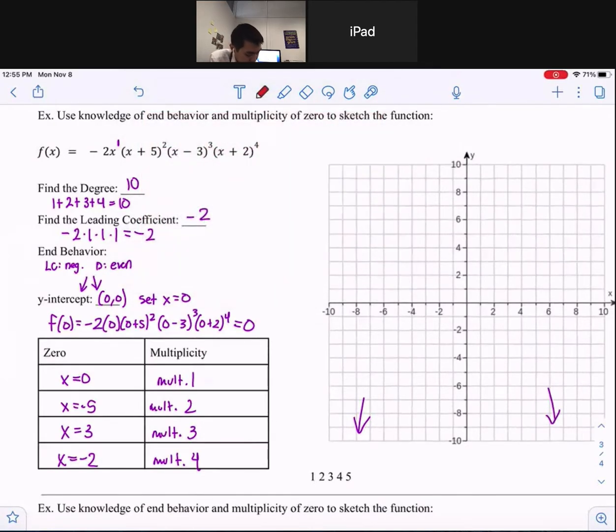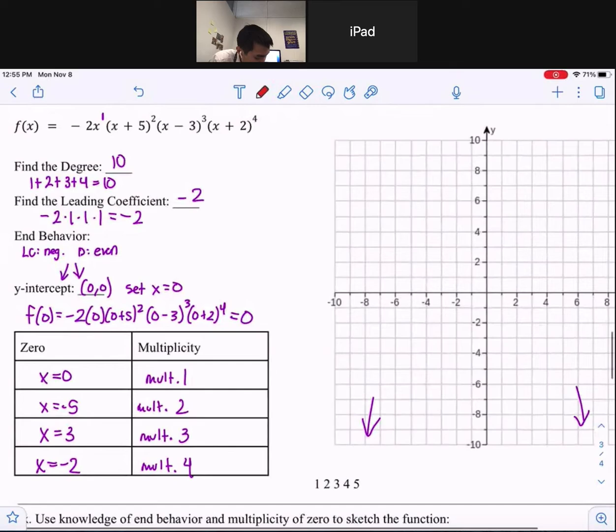Graph your zeros. So the y-intercept first, which is (0, 0). We have a zero at x equals 0, x equals -5, x equals 3, and x equals -2. Okay, so now we can graph. Start from the left.